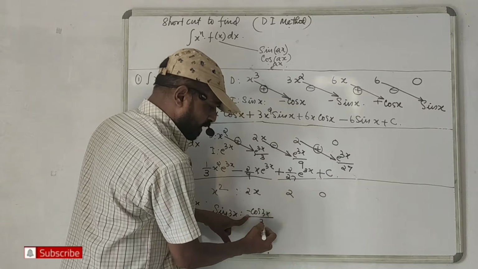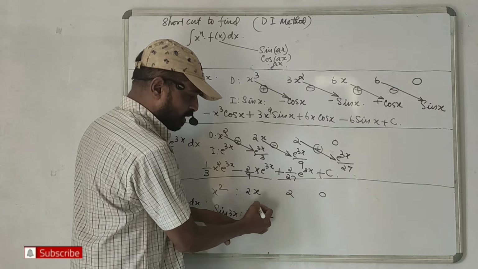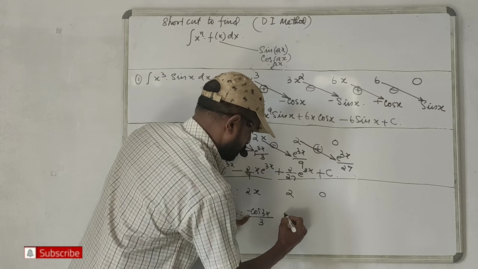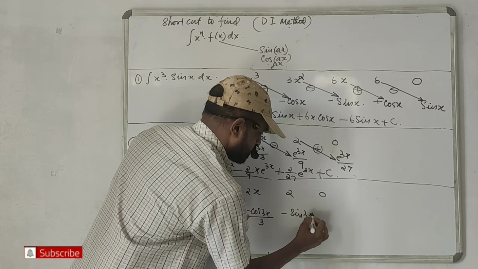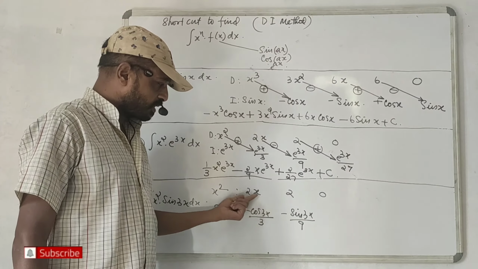What is that? Here minus 1 by 3 is a constant. Minus 1 by 3 into the integral of cos 3x, which is sin 3x by 3. That is minus sin 3x by 9. Is it clear? You will have to integrate minus cos 3x by 3.